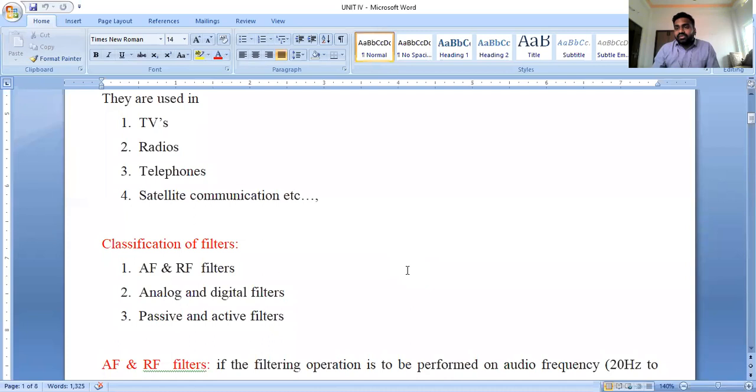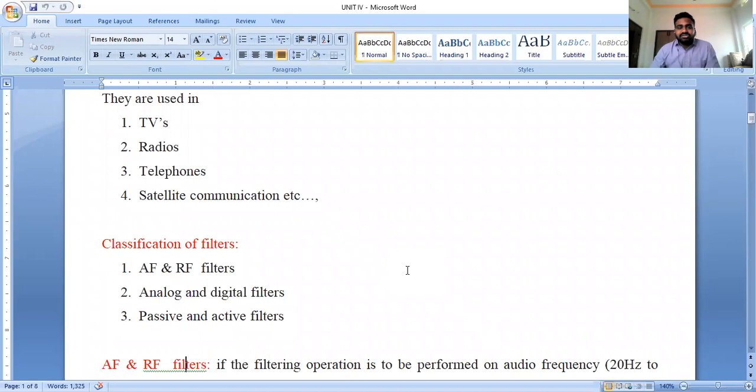Second, a very important and traditional classification is analog filters and digital filters. Audio frequency and radio frequency filters and analog filters are the initial, traditional and prime classifications of filters. Later, with the evolution of the electronic industry, a new classification came, that is digital filters. Depending upon the elements used, either resistors, capacitors and others, if we use active elements for the construction of a filter, it falls under the classification of active filters. If we use passive elements, it comes under passive filters.